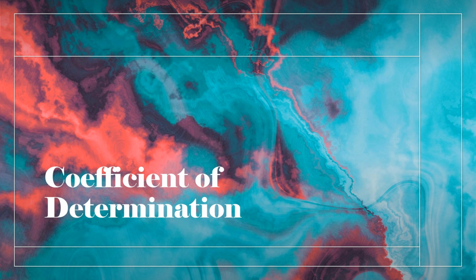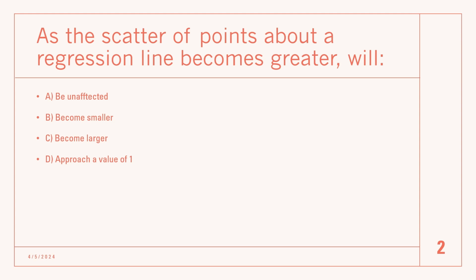We'll be covering coefficient of determination. So the question was, as the scatter of points about a regression line becomes greater, the R squared value will become A, unaffected, B, become smaller, C, become larger, or D, approach the value of 1.